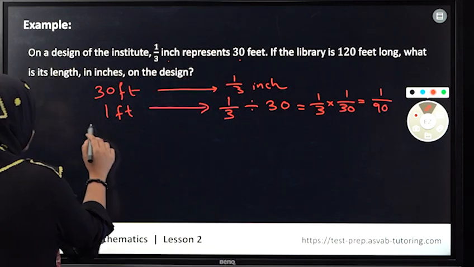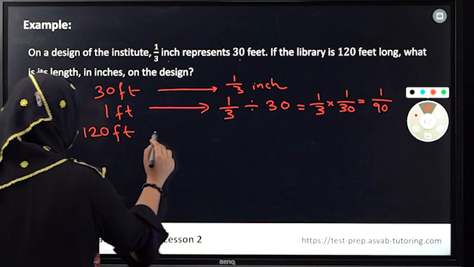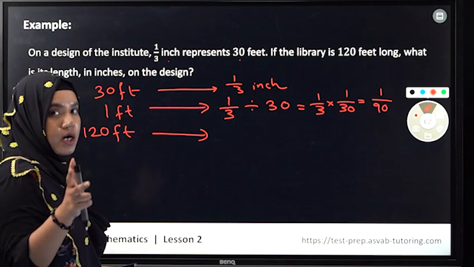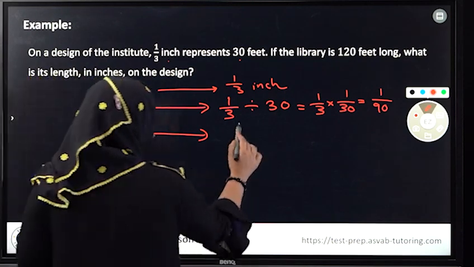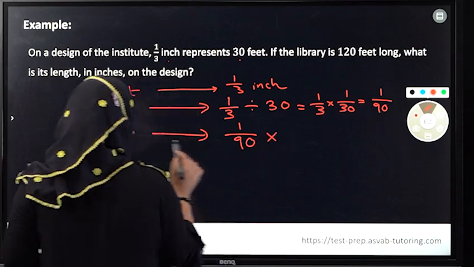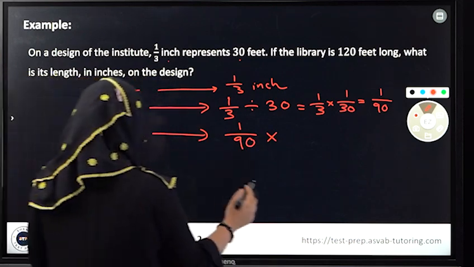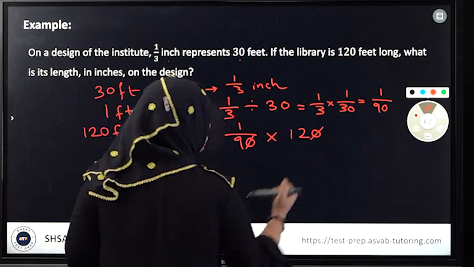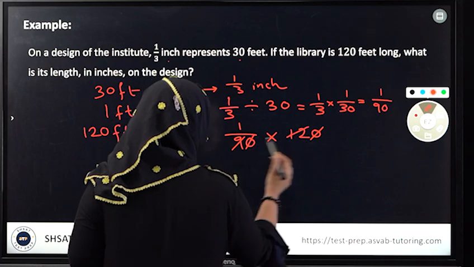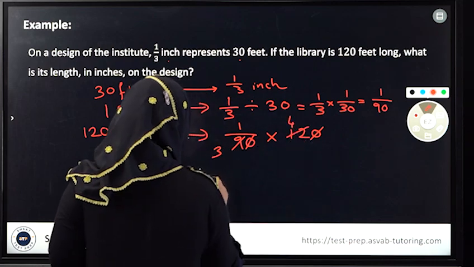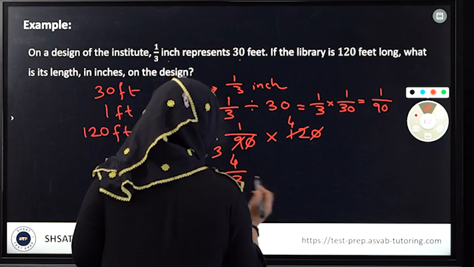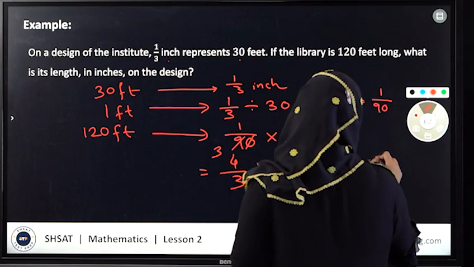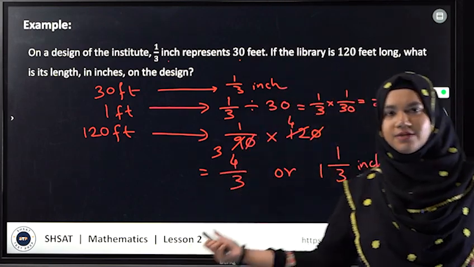Now, the question said, what do you get if you have 120 feet? So if 1 foot represents this, 120 feet is most definitely going to be bigger. And bigger means we multiply. So 1/90, you multiply that by the 120 that's already given. Now you can simplify. You can actually cancel off these zeros first. Now you can simplify using 3. 3 times 3, 3 times 4. So that gives me 4/3 inch, or 1 1/3 inches. Okay? Hope you did understand this as well.